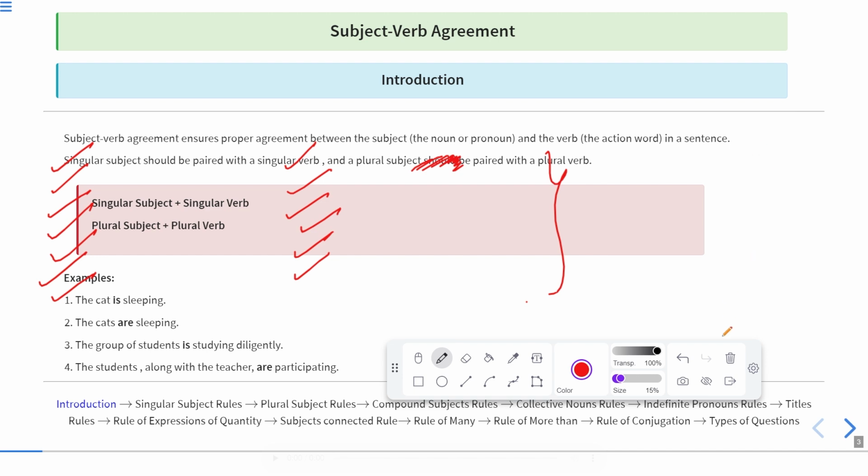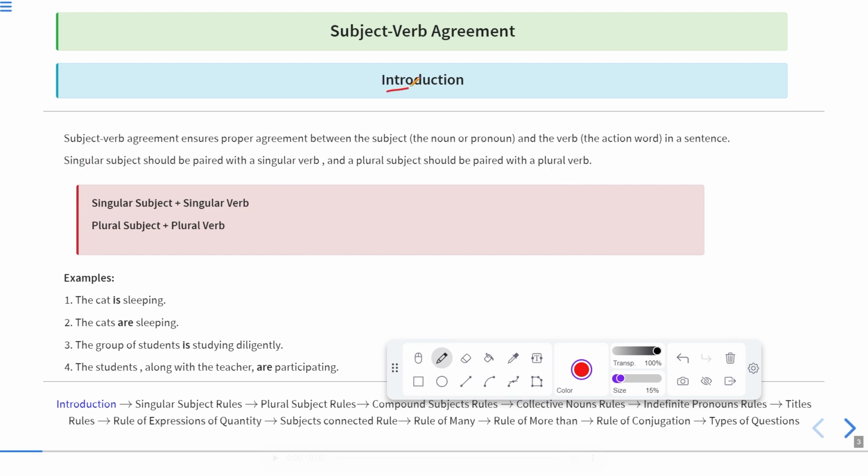Now here we have the introduction of subject-verb agreement. Subject-verb agreement ensures proper agreement between the subject, that is the noun or pronoun, and the verb. We know well that the subject is made of a noun or pronoun. A gerund can also make the subject of the sentence, and an infinitive can also make the subject of the sentence, but ultimately they are parts or forms of nouns.